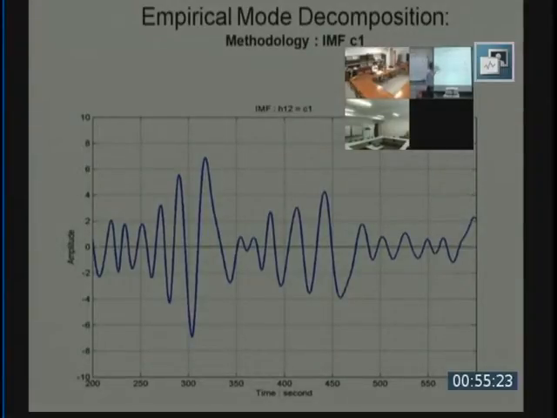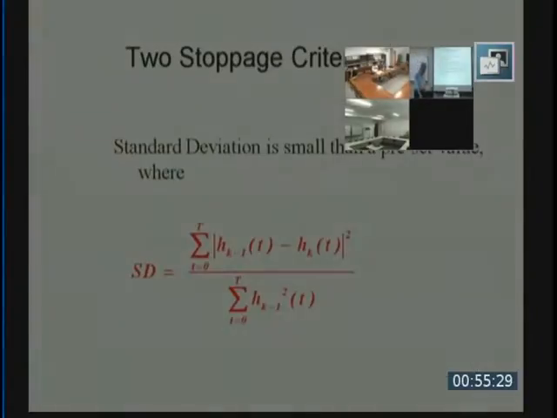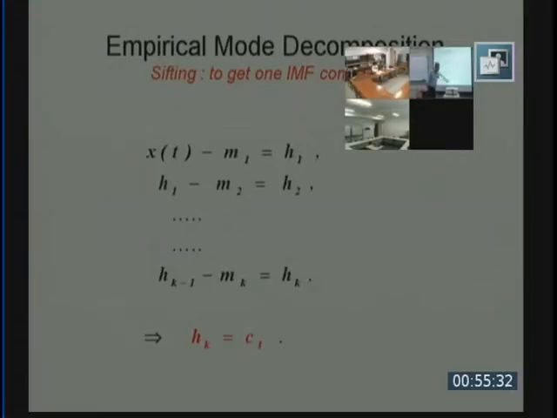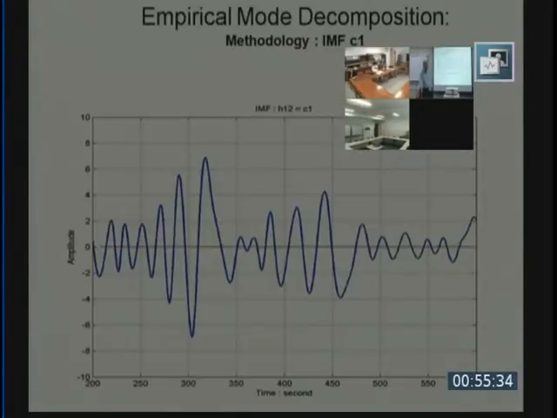When we stop, we finally get this value. This function is the one that we finally call C1. After you satisfy the criteria, we call this an intrinsic mode function, from empirical mode decomposition. This function has a very interesting property. All the maxima are positive, all the minima are negative. And the number of extrema and the number of zero crossings have to be equal, or at least differ by 1. So you have one maximum, you have a zero crossing, you get a minimum. One minimum, you get a zero crossing, you get a maximum.